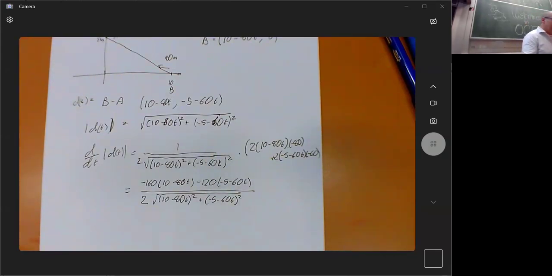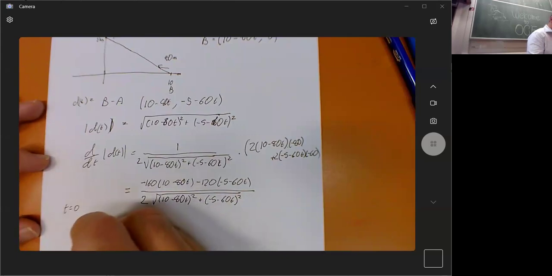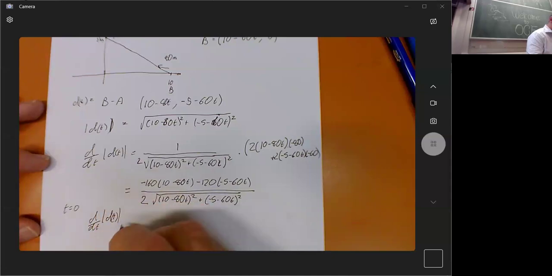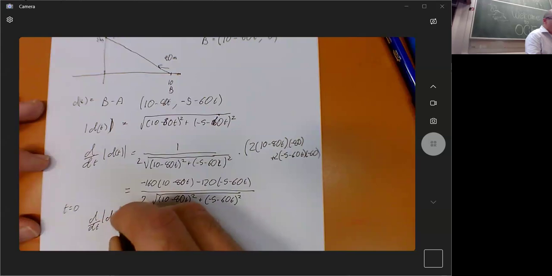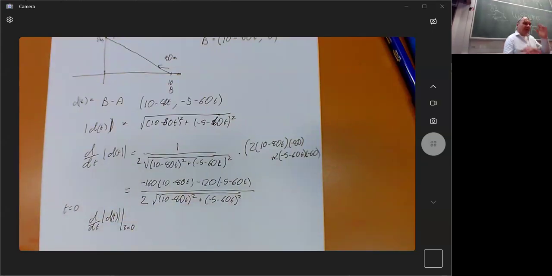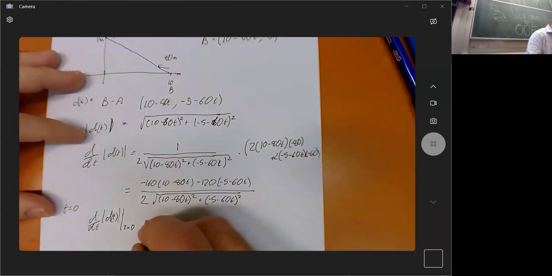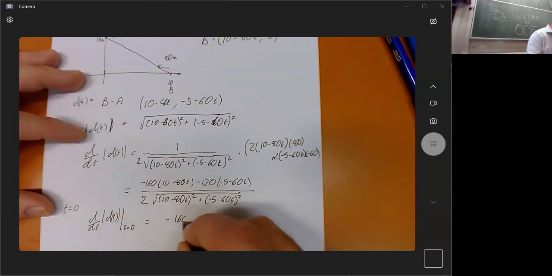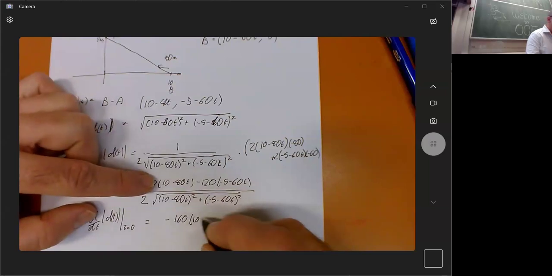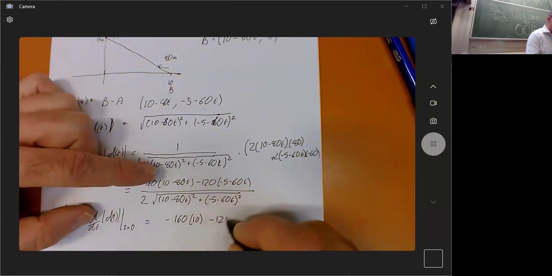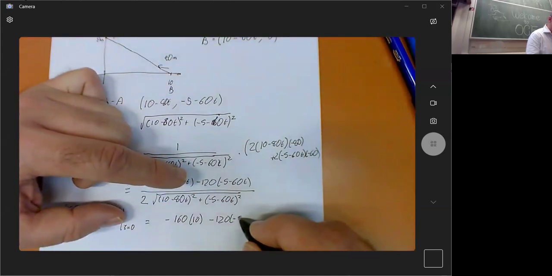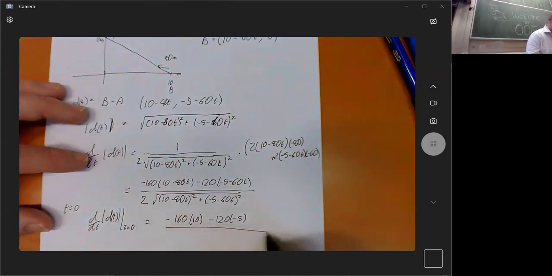I want to know this value when t is equal to 0. So d by dt of my distance at t equal to 0. Sometimes when we put this line and the little t is equal to 0, that's just saying we're going to evaluate when t is equal to 0. And so I'm going to get minus 160, and t is equal to 0, so that number is 10. Minus 120, and that number is minus 5. And this is 2 square root of 10 squared plus minus 5 squared.